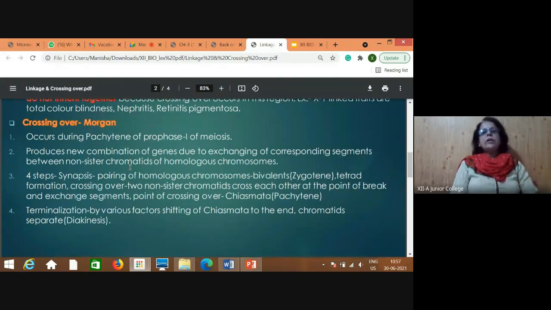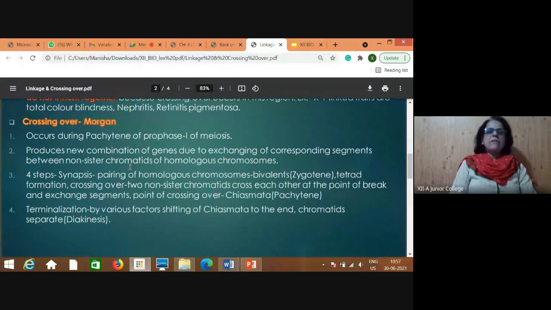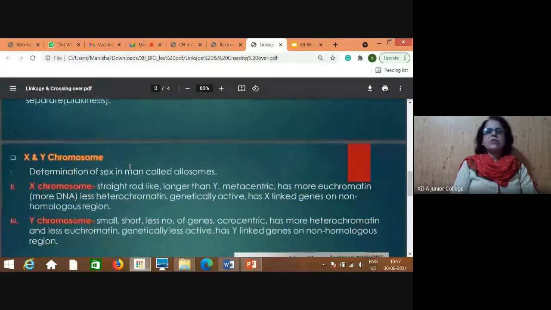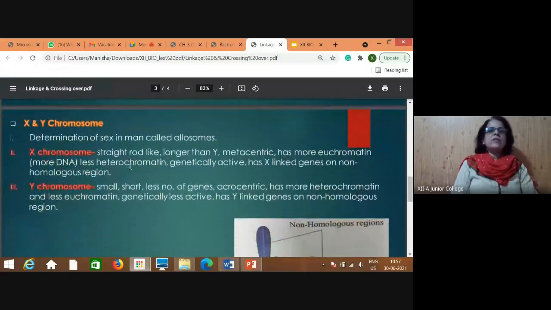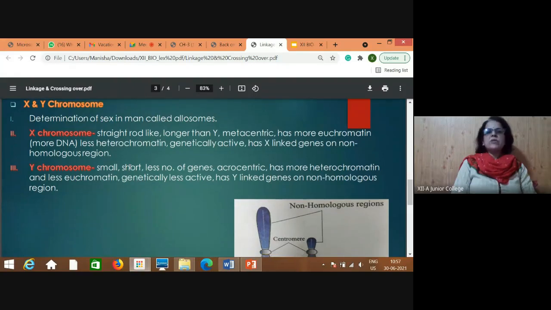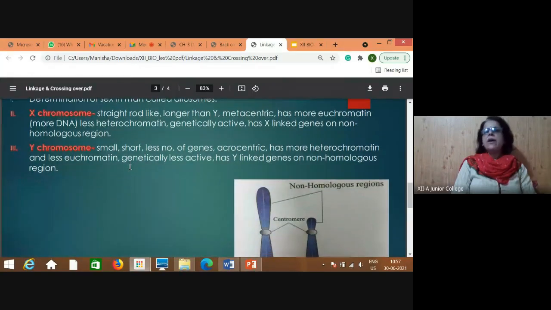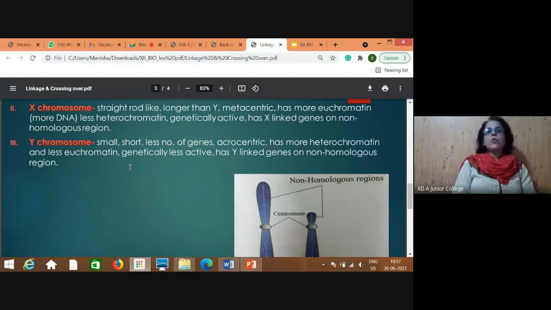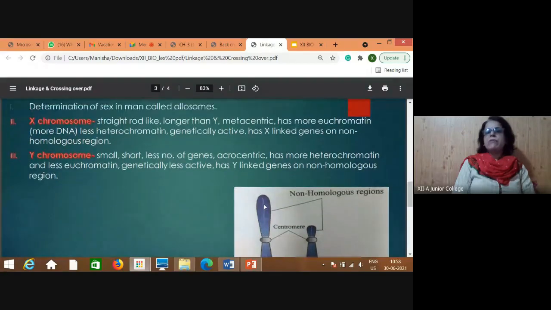For that, you need to learn the meiosis part, but I will not explain what exactly that is now. Just try to understand this part first, that is the X chromosome and Y chromosome. The X chromosome is straight, rod-like, longer than Y, metacentric, and has more euchromatin. I have already shown you this diagram of the X and Y chromosome. It is longer than Y. This is shorter, this is longer, so this region is larger. So a greater number of genes are present in the X chromosome than in the Y chromosome.